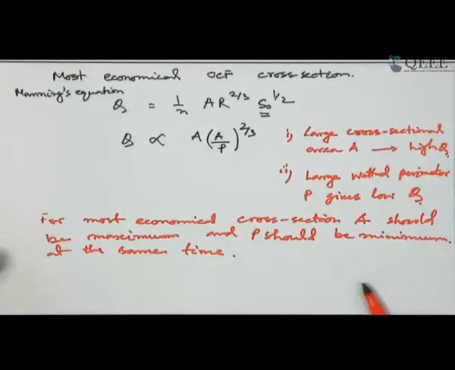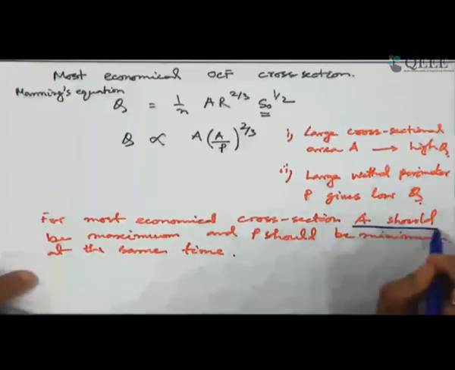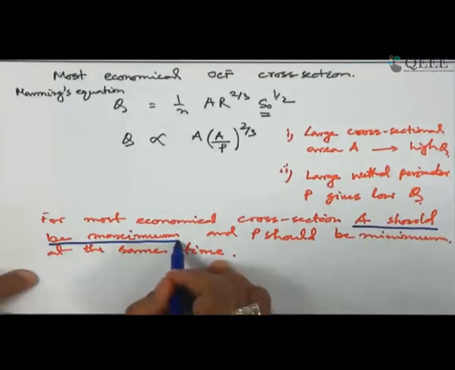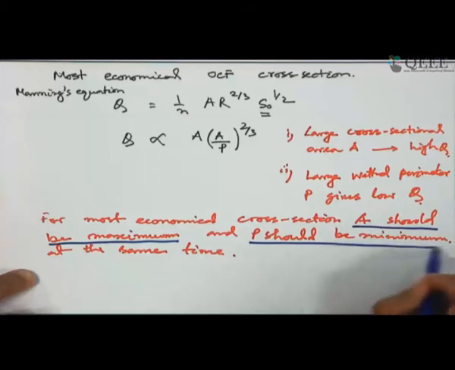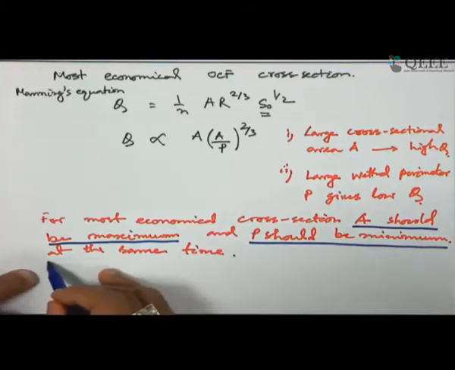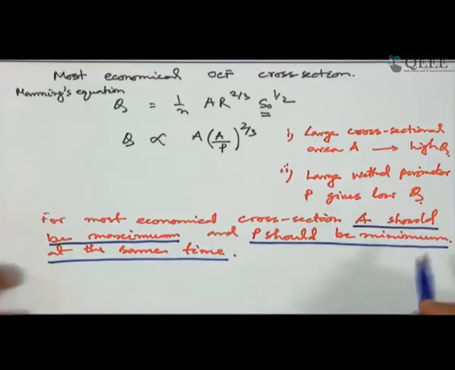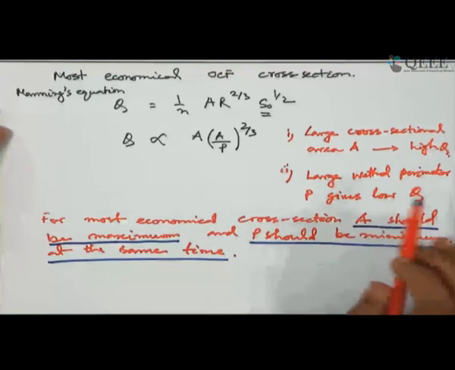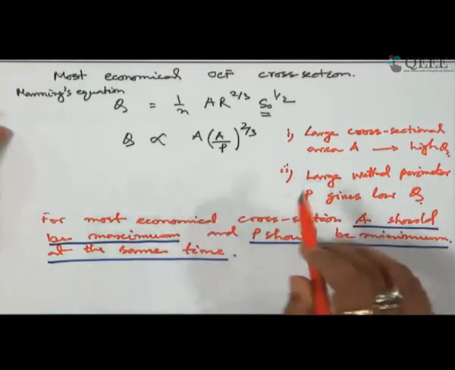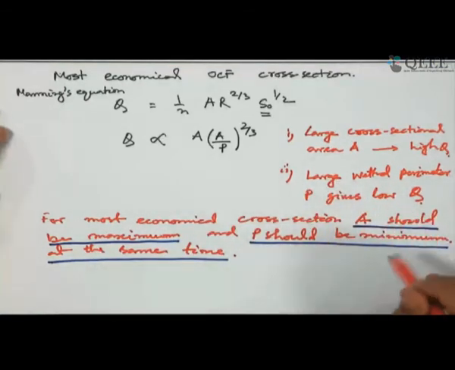That means, in this case, area should be maximum and P should be minimum at the same time. Then only we can ensure that there is high Q which can be there in a particular open channel flow cross section.